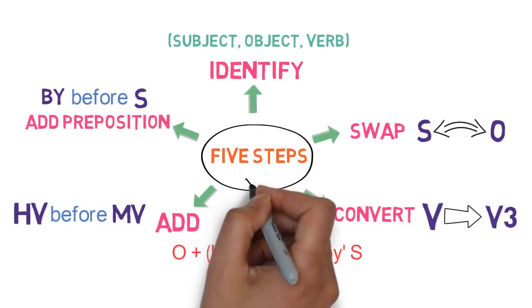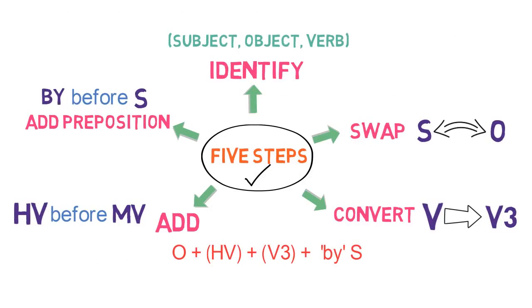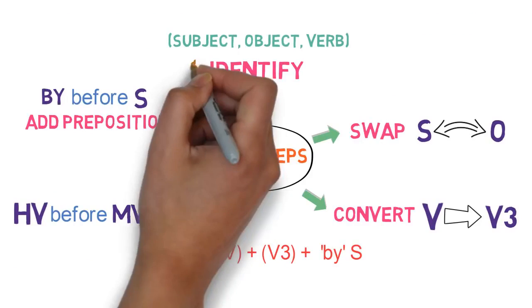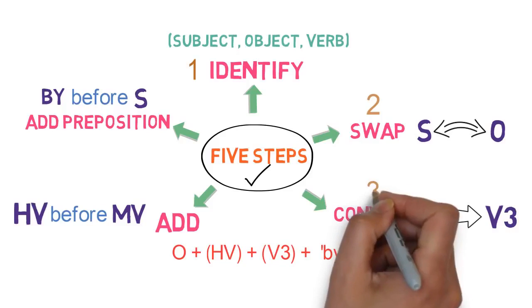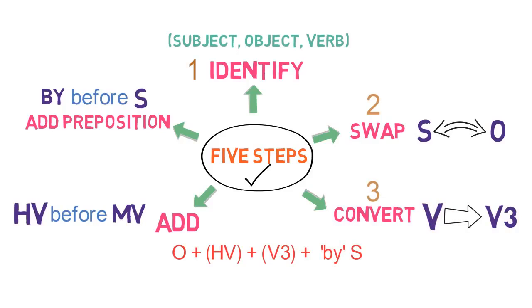We defined the 5-step formula to convert any active voice to passive. First step is to identify the subject, object and verb in any sentence. Second step is to swap the subject with the object and object with the subject. Third step is to convert main verb to its third form, that is past participle form. Fourth step is to add a suitable helping verb before the main verb based on tenses. And then finally add a by before a subject to make it complete.